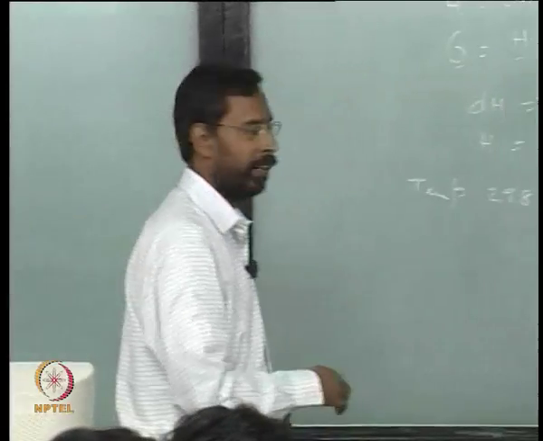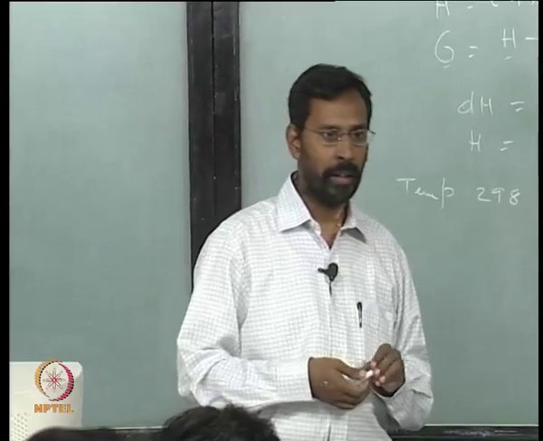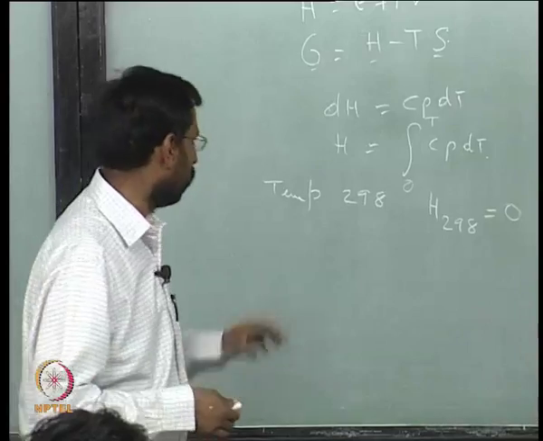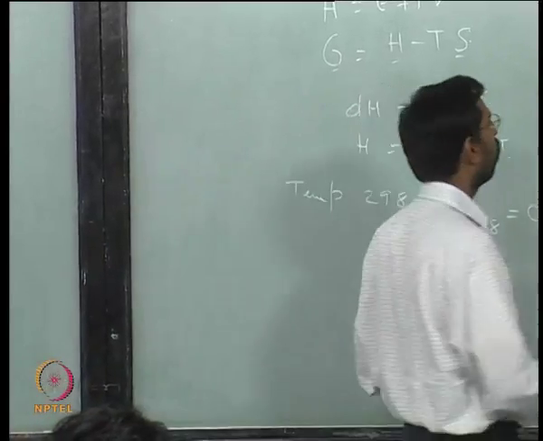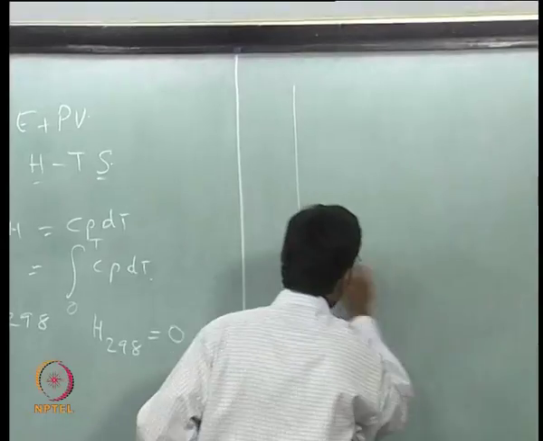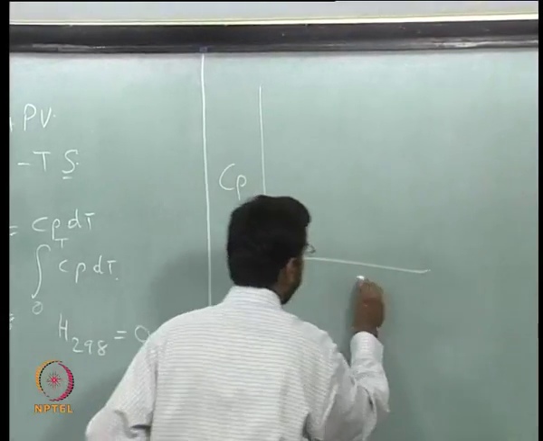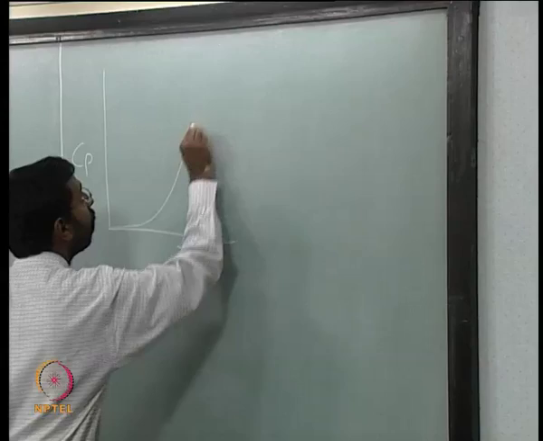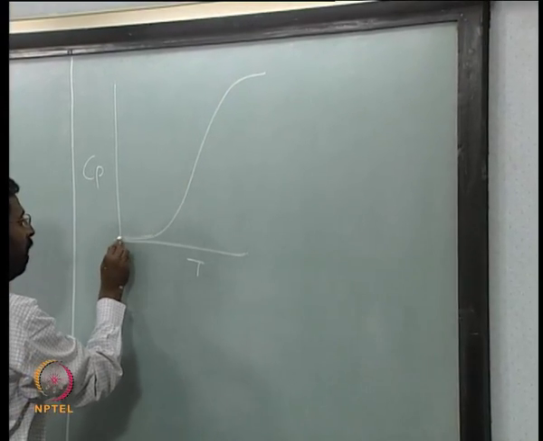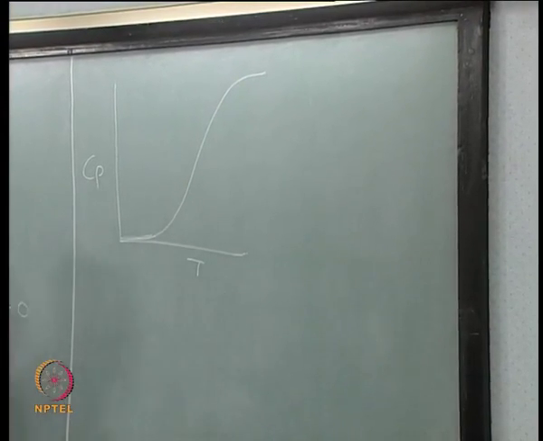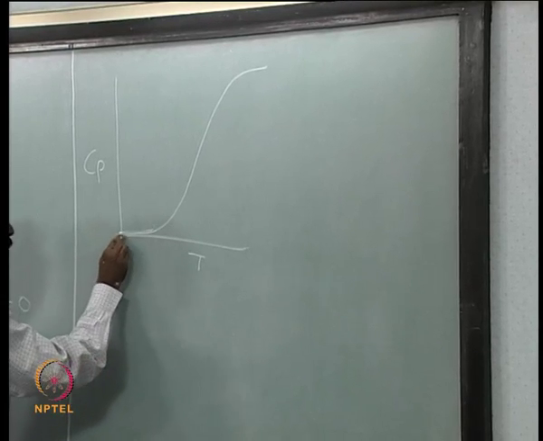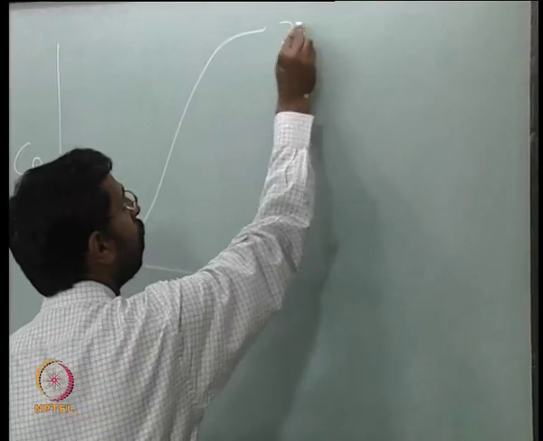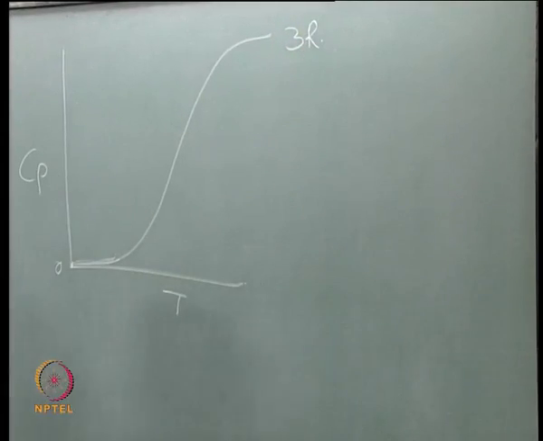If you assume H at 298 equal to 0 and integrate from 0 to 298, that is why this becomes negative. That is what we are going to see right now. If you plot Cp as a function of temperature, we know that Cp goes something like this, a typical S curve, all of you are aware. Cp goes to 0 at absolute 0, and the maximum value we reach is approximately around 3R.